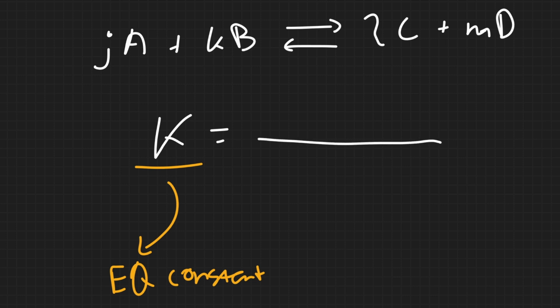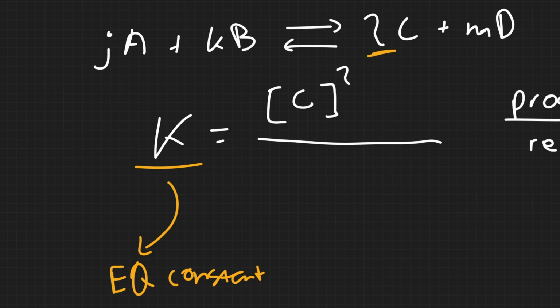So essentially, we're going to take the concentration of our products. Products is going to go here, and then the concentration of our reactants. Reactants will go in the denominator. And so if I look here, I'll get the concentration of C, and I'll raise it to the power of its coefficient. So in this case, L. So C raised to the power of L. I know that's kind of bad, but we'll just leave it.